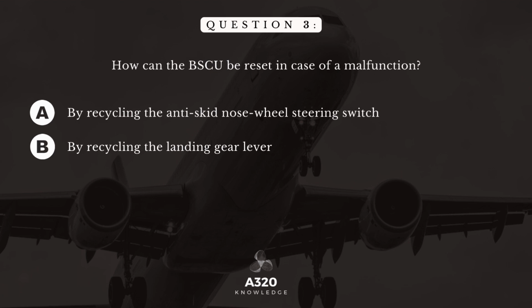Question 3. How can the BSCU be reset in case of a malfunction? A. By recycling the anti-skid nose wheel steering switch. B. By recycling the landing gear lever.